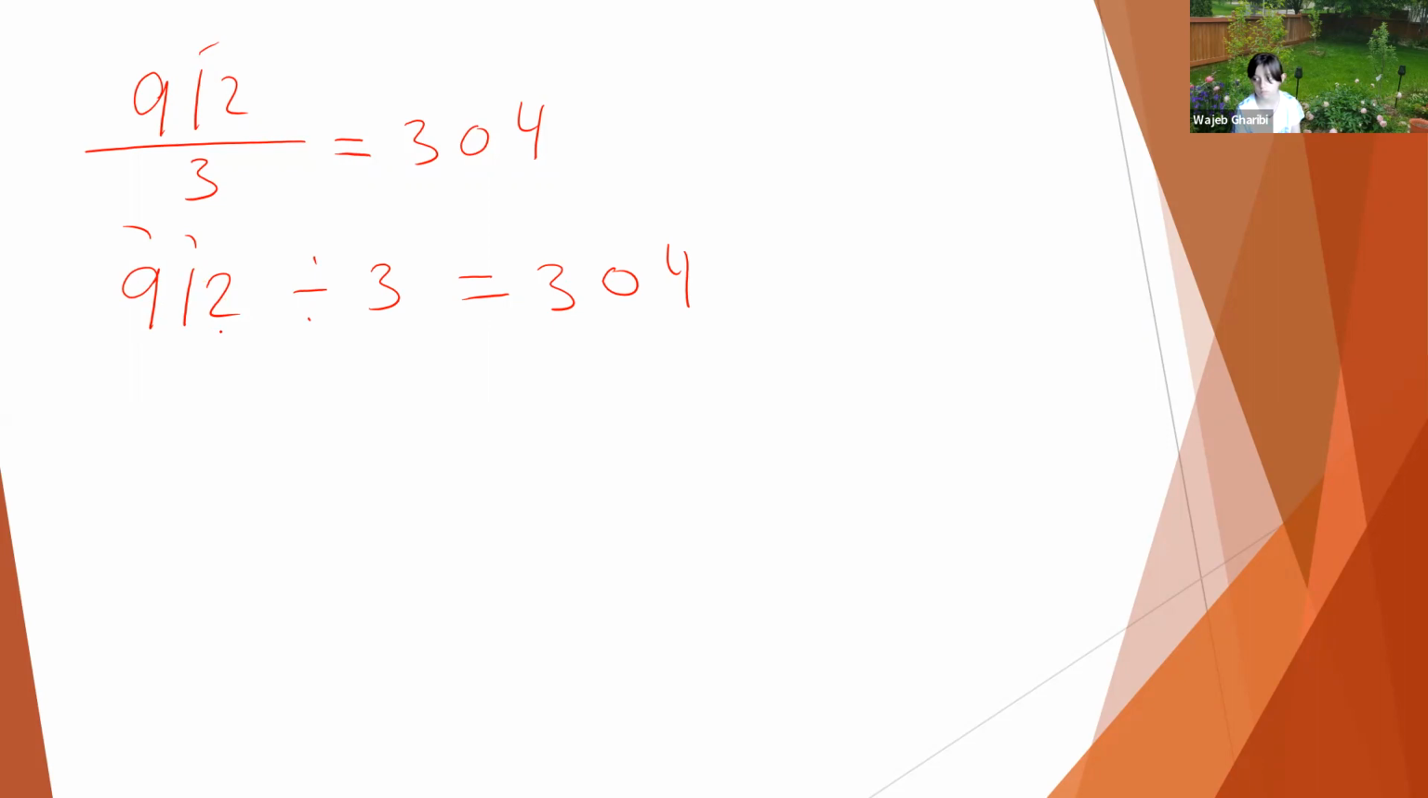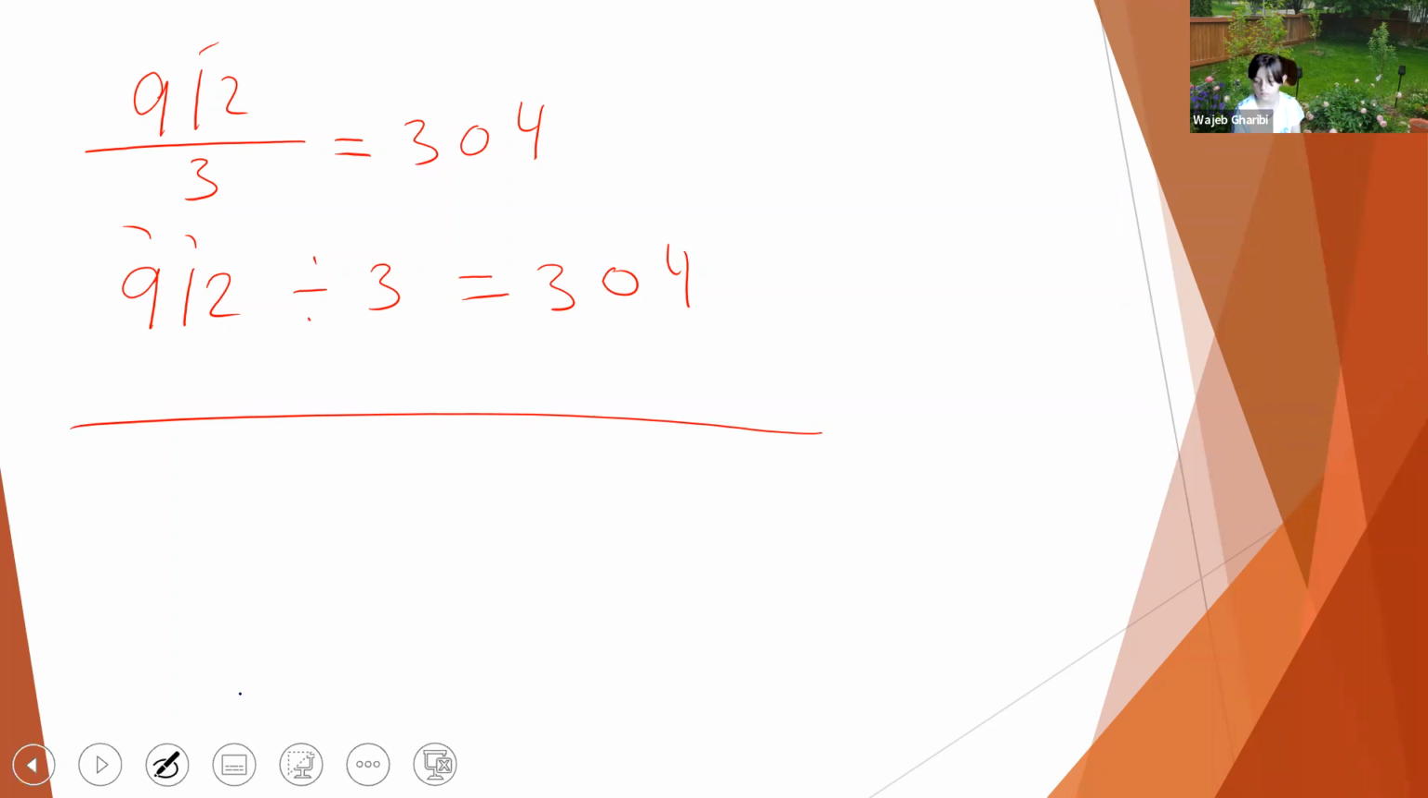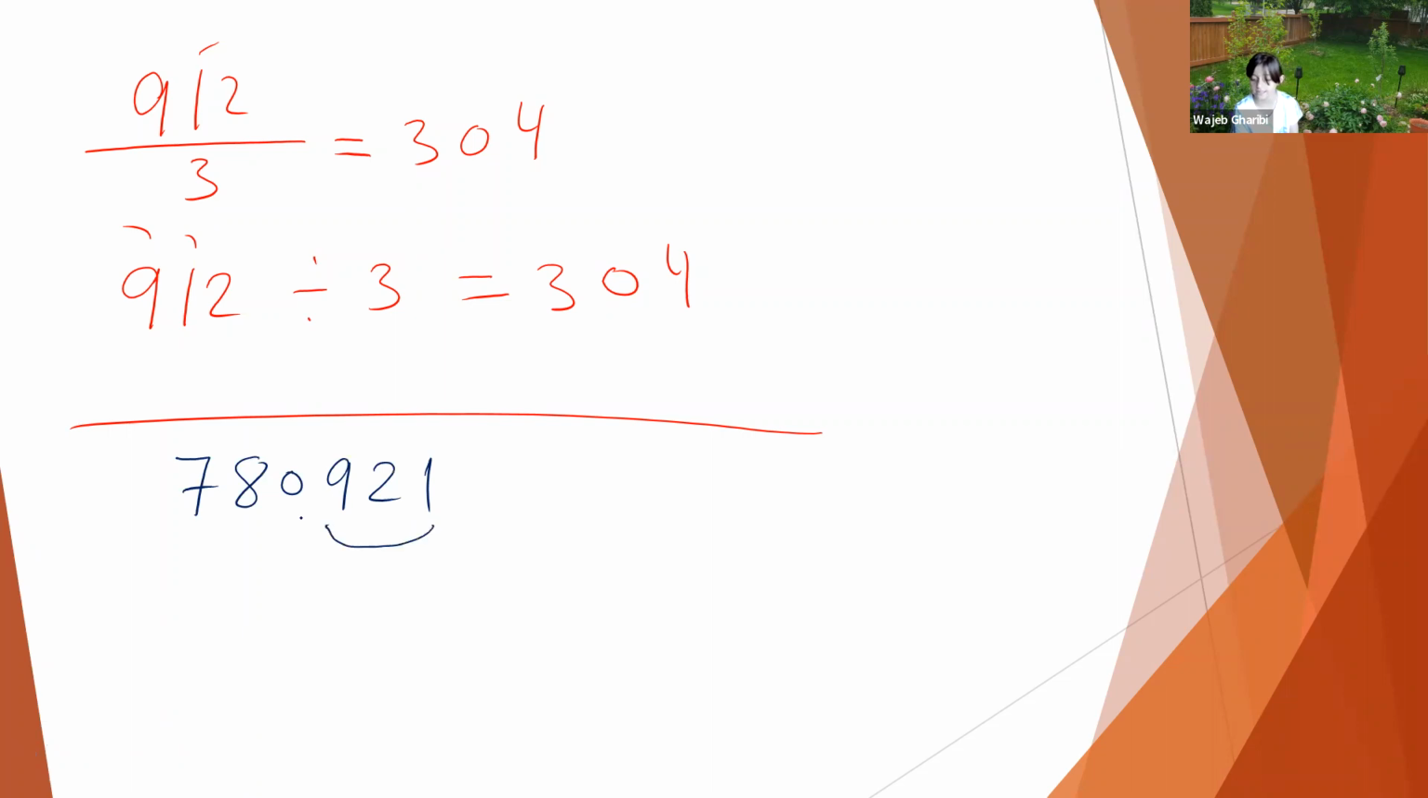Let us have one more example. How about this number: 780921. Can you read this number? We count from the right: 1, 2, 3, and we put a comma. So it is 780,921. Is this number divisible by 3 or not?